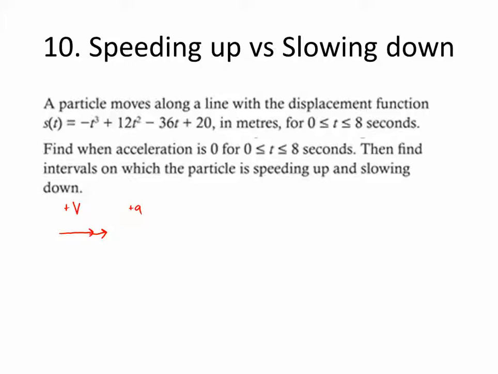Okay, now what about this? If you have a negative velocity and a positive acceleration, that means that you're moving to the left. Your acceleration, however, is to the right. That's going to be pushing against you, which actually means that you're going to be slowing down. So when you work a question like this, which asks when is the particle speeding up and slowing down, you have to look at both velocity and acceleration.